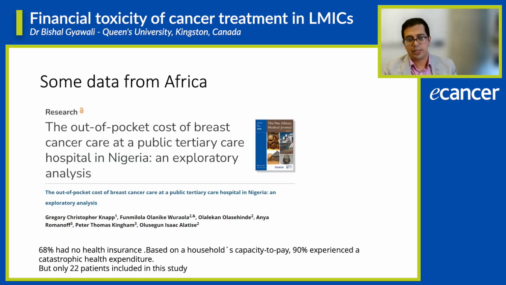What about some data from Africa? I found this study from Nigeria among breast cancer patients, where they looked at out-of-pocket cost, and they found that 68% of the breast cancer patients in Nigeria had no health insurance. And based on a household's capacity to pay, 90% of the patients would experience a catastrophic health expenditure. It's good to get such data from LMICs, but this study included only 22 patients. So you can't make many conclusions from 22 patients. We need richer data coming from Africa to inform this dialogue.